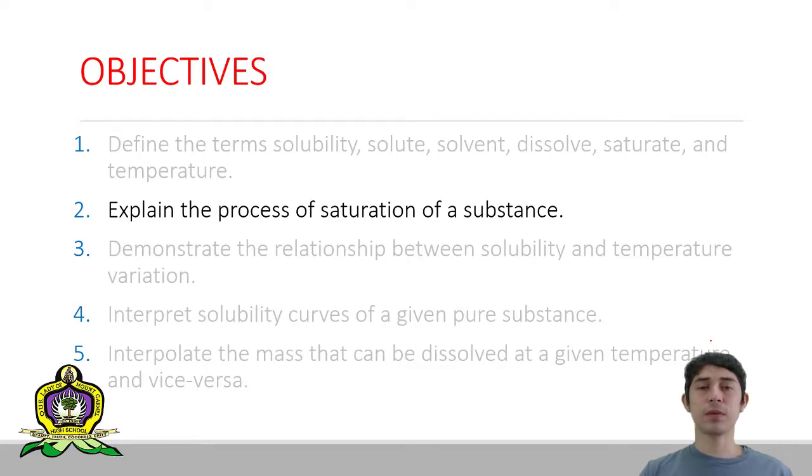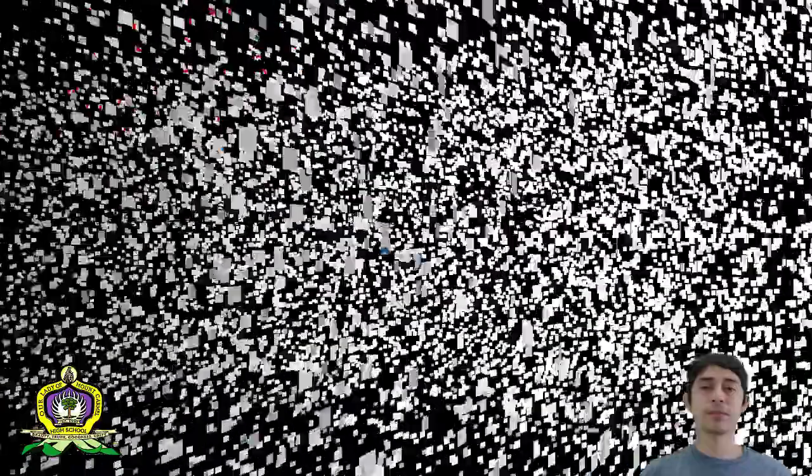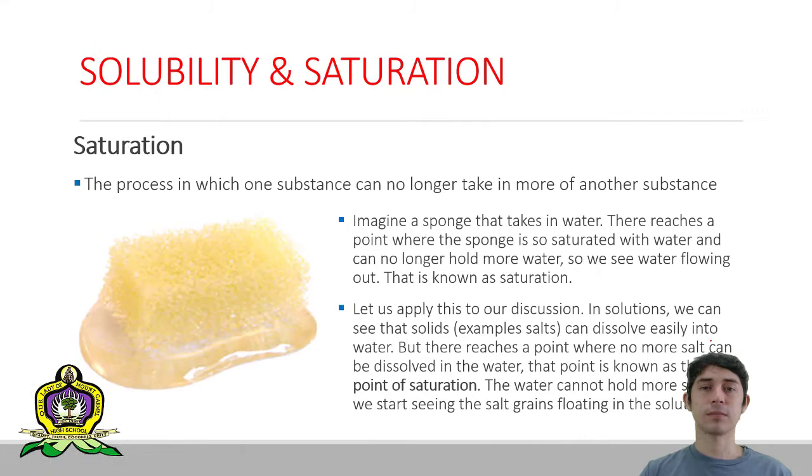Objective number 2. It's to explain the process of saturation of a substance. According to our slide, saturation is a process in which one substance can no longer take in more of another substance. And saturation tends to be an elegant word for a process in which you can't take it anymore. And the best example that I can come up with, or the best comparison that I could come up with for you, is that of a sponge.